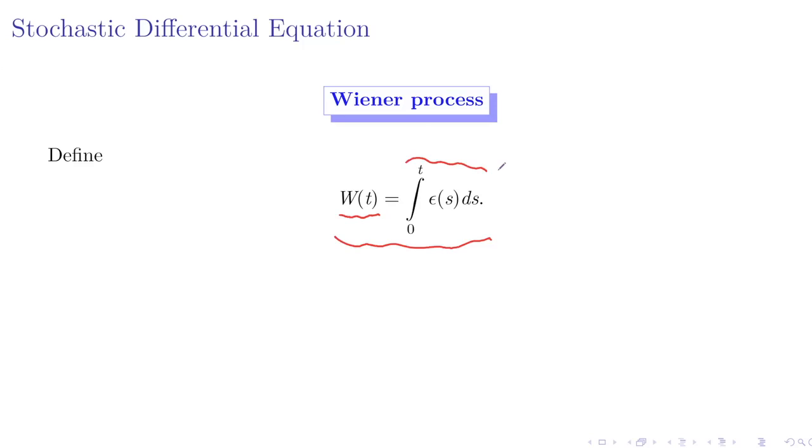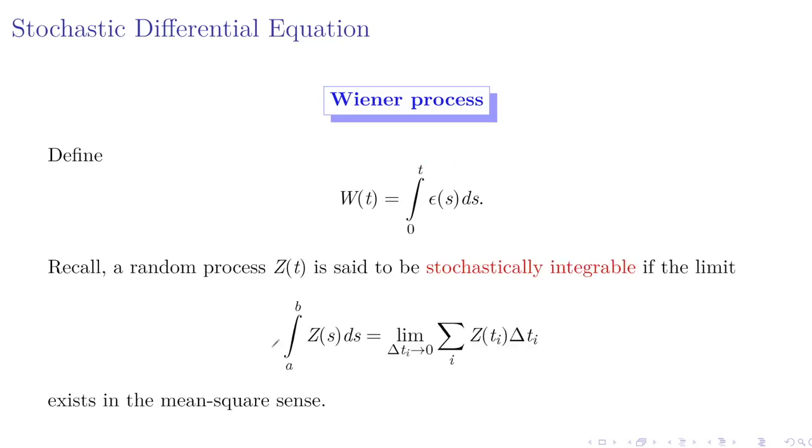Also, this integration is a stochastic integral, and we will not go into the details of how to define it. If you want to quickly recall, the integral of a stochastic process over an interval a to b can be written as the limit as delta t tends to 0 of the sum of z of ti into delta ti. That is, you discretize the interval a to b into pieces with length delta ti, write this term, and then take delta ti tends to 0. If that limit exists, it is denoted by this symbol, and the limit is taken in the mean square sense. We will not go into the details of all this, but simply accept it with some knowledge of basic probability and stochastic processes.